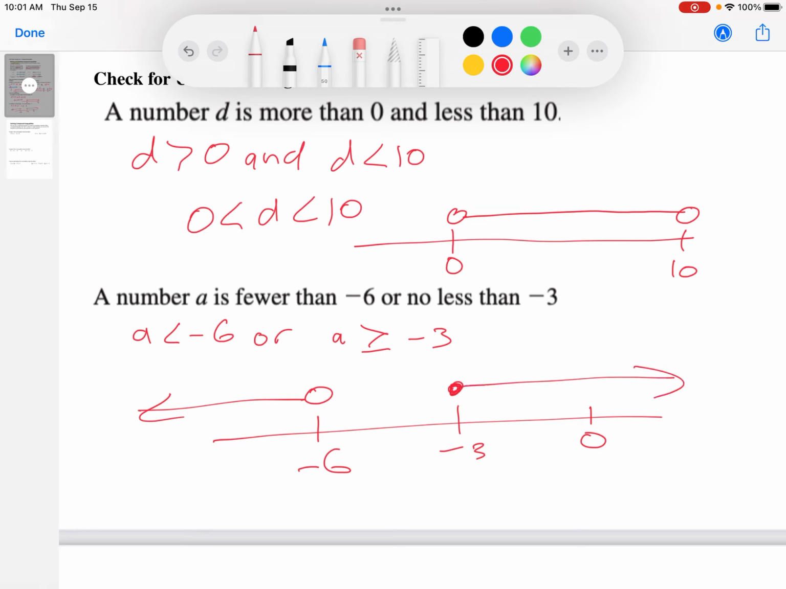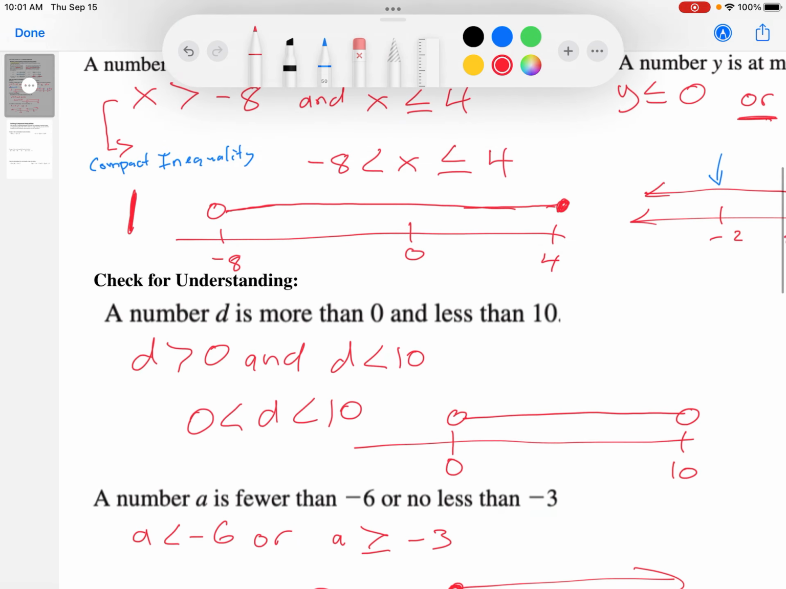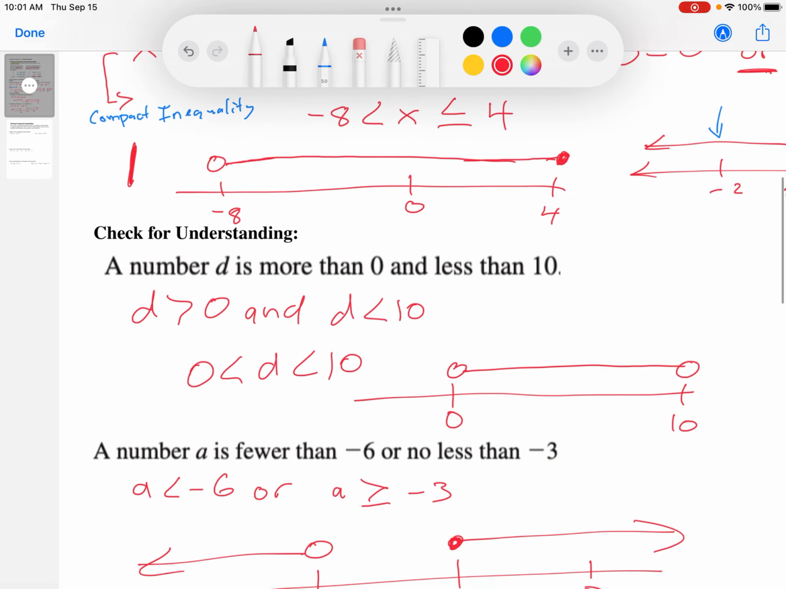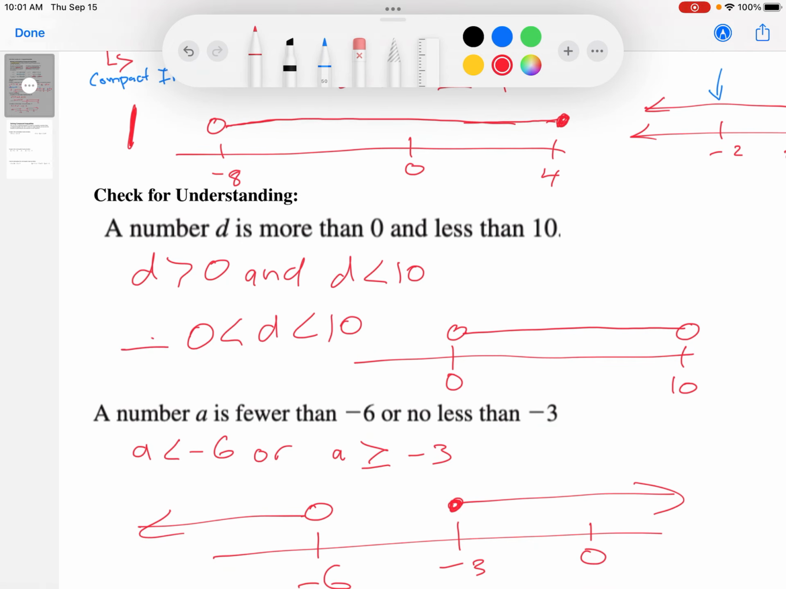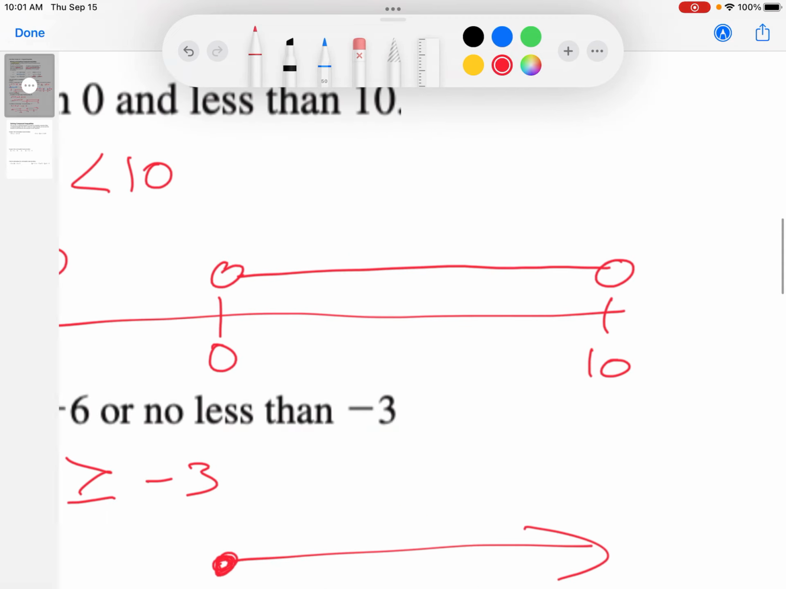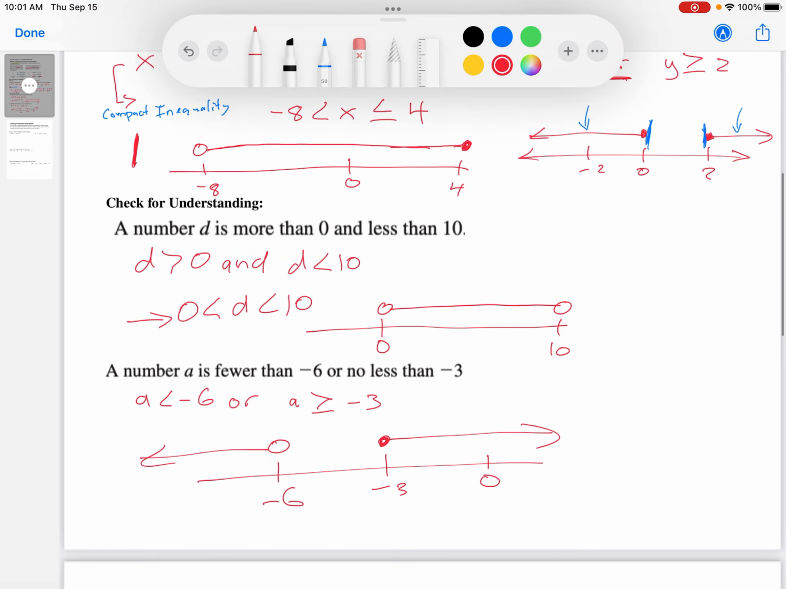All right, so hopefully you had a chance to do these on your own. On the first one that you had to do on your own, that's an and statement. So for those, again, those are the ones that you can combine into a compact inequality. So it should have been 2 lines that were running into each other with an open circle on 0 and 10. On the next one, it was an or statement.